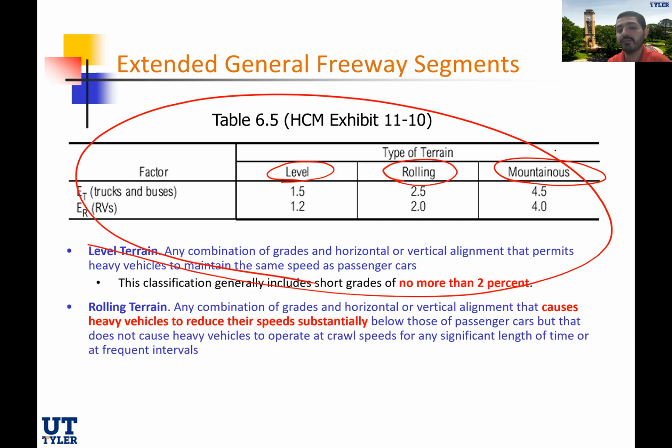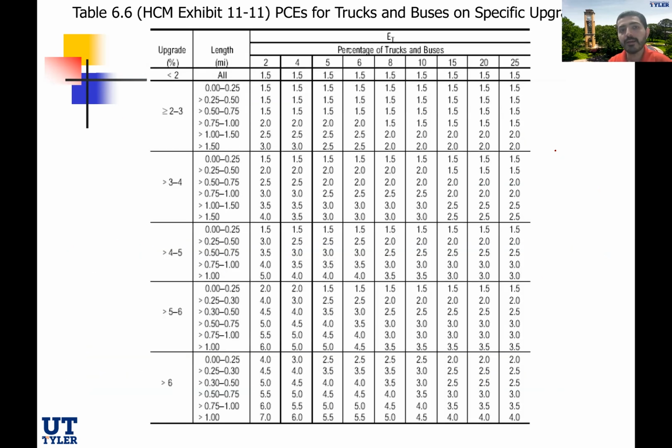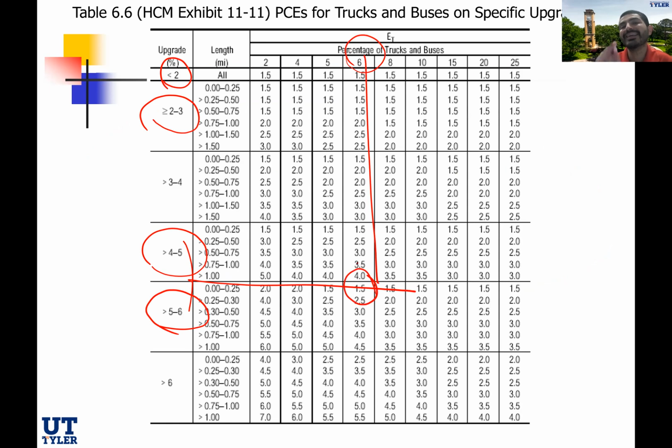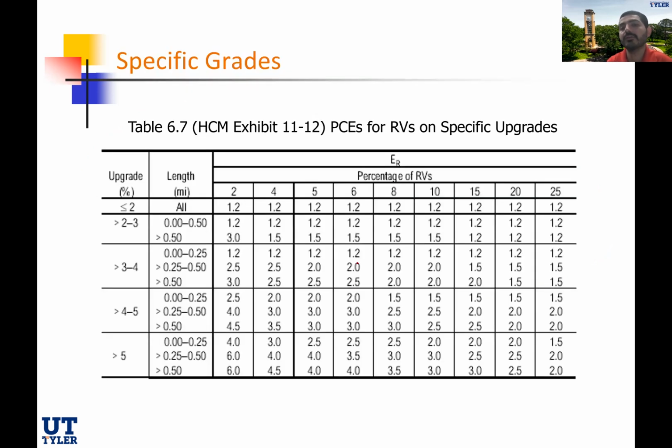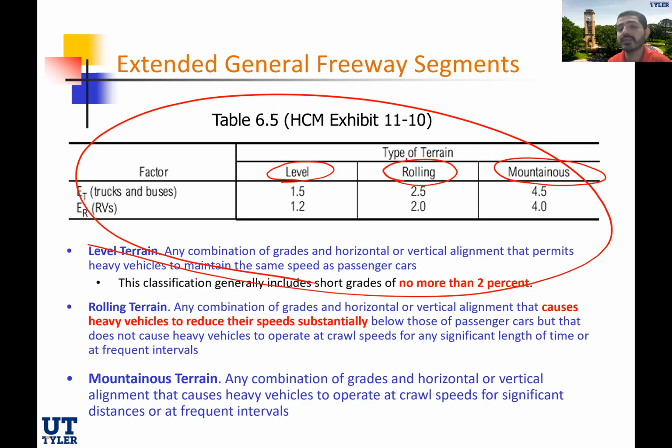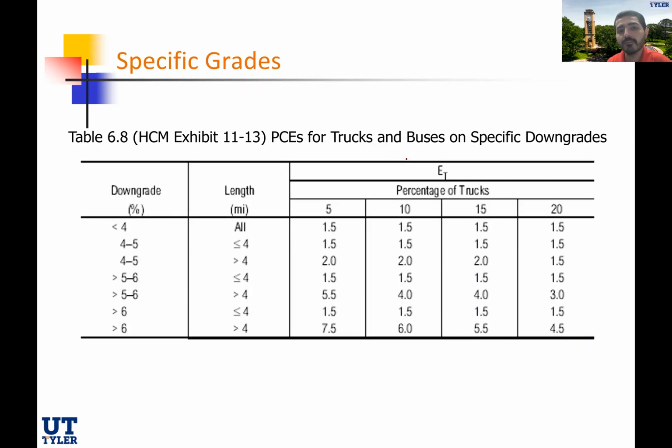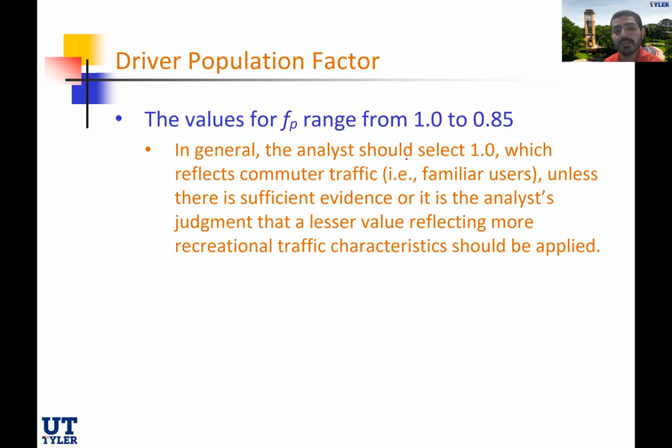But if I give you a specific upgrade or grade, like less than 2, or 2 to 3, or 5%, which is somewhere between here and here, now we need to know the percentage of trucks to pick the exact ET. And for this table, you're going to pick the exact ER. But if I'm not giving you the exact grade of that facility, you're just going to use this simple table, table 6.5. Same thing here, this is table 6.8 for trucks and buses for specific downgrades instead of upgrades. So again, depending on the question.